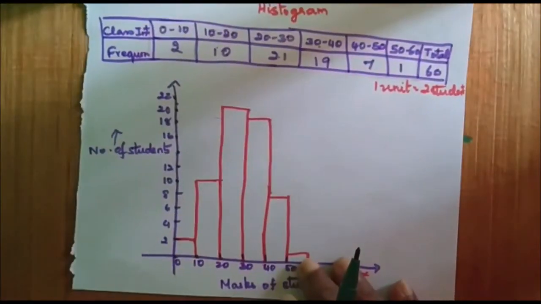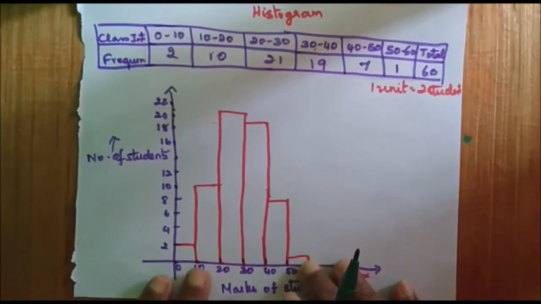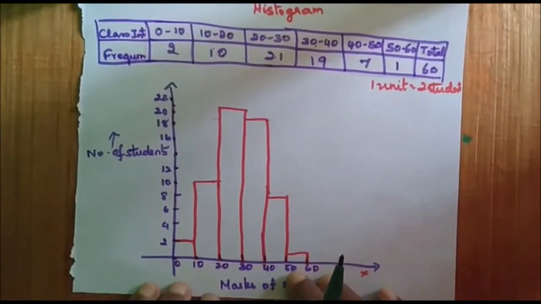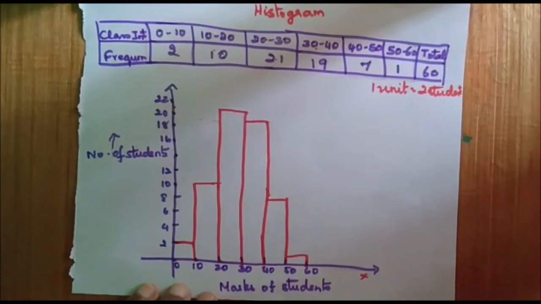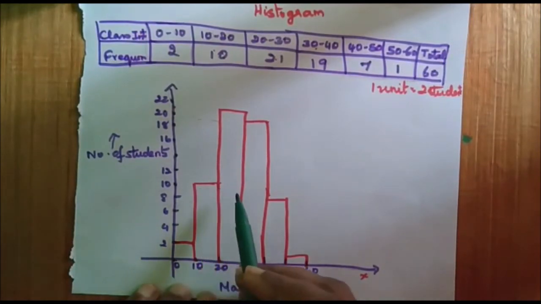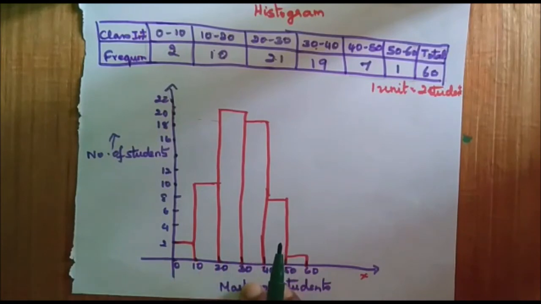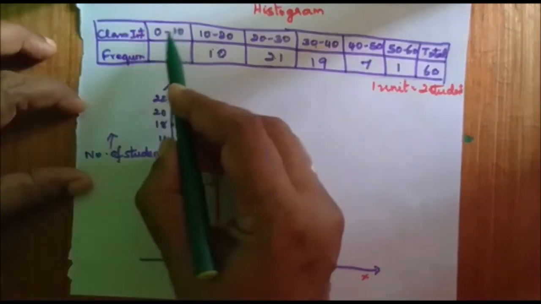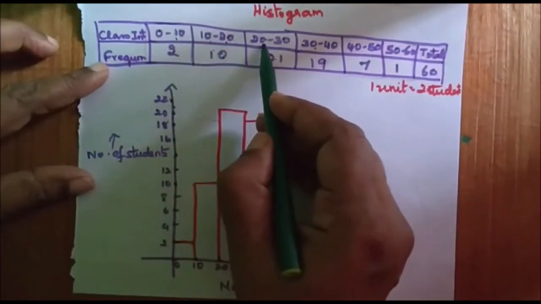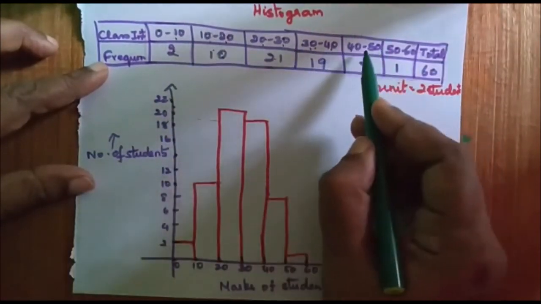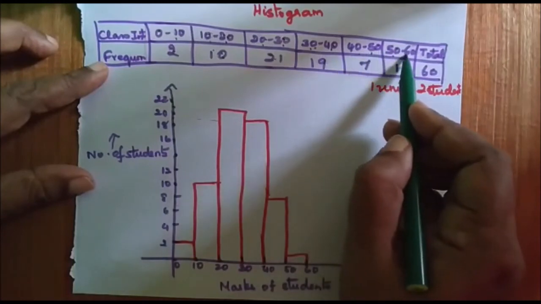Now we'll go into a histogram. A histogram is drawn for class intervals, whereas in the case of bar charts, they were not drawn for class intervals. Whenever you have class intervals, we draw a histogram. There is no space between the bars. Now I have been given class intervals of 0 to 10, 10 to 20, 20 to 30, 30 to 40, 40 to 50, 50 to 60.